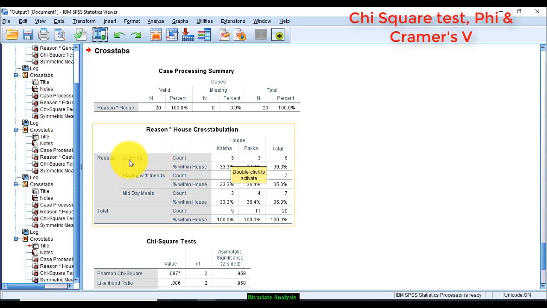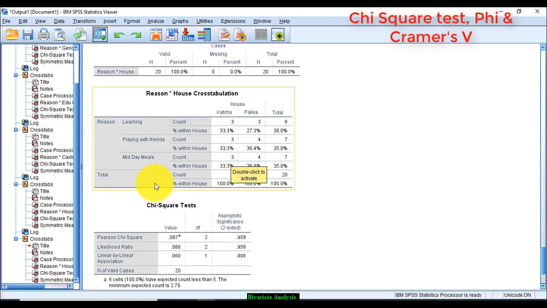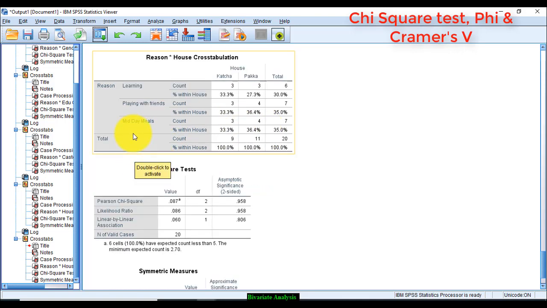So the children who go to school for learning, 3 children belong to the Kacha house and 3 belong to Pakka house. Those children who go to school for playing with friends, 3 belong to Kacha house and 4 belong to Pakka house. And the children who go to the school for midday meals, among those, 3 belong to Kacha house and 4 belong to Pakka house. Column wise percentage is also mentioned out here.